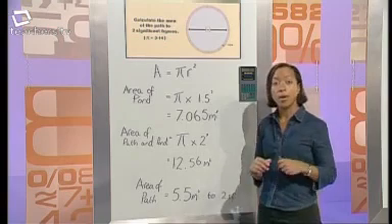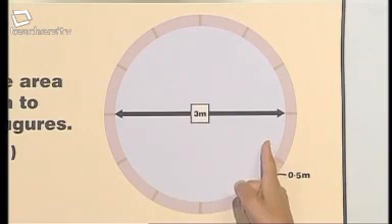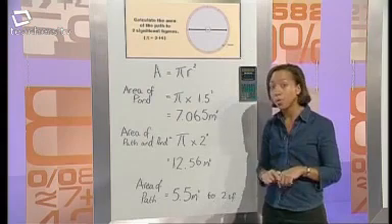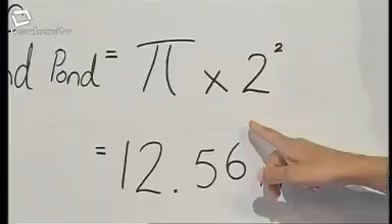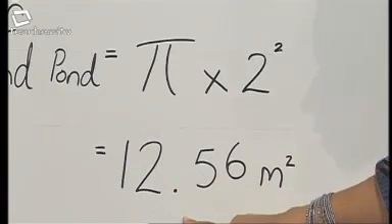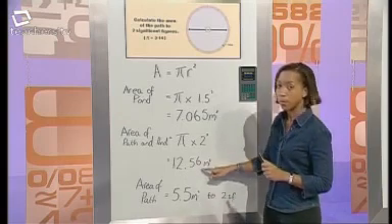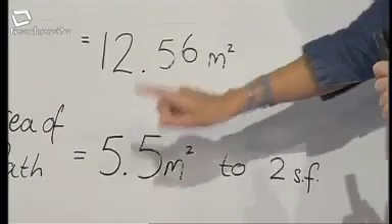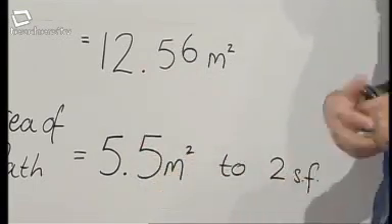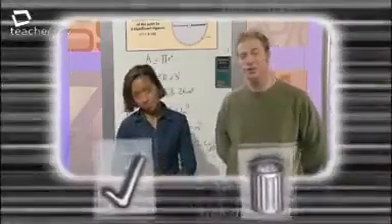To work out the area of the path and the pond, I first worked out the new radius. That's 1.5 plus 0.5, that's the width of the path, so the new radius is 2 metres. 2 squared multiplied by 3.14 is 12.56. To find the area of the path, I subtracted the area of the pond from this figure. And the answer is 5.5 metres squared to two significant figures.